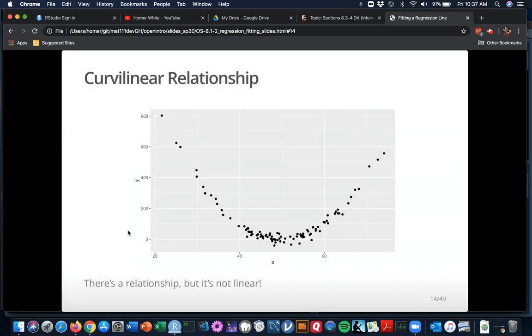You can also have relationships between the x variable and the y variable that are not linear. For example, here we have a curvilinear relationship. When x is small, y tends to be big. When x is kind of medium-sized in the middle here, y tends to be small. And when x is big, y is getting big again. So that's totally a relationship between x and y, but it's not a linear relationship.